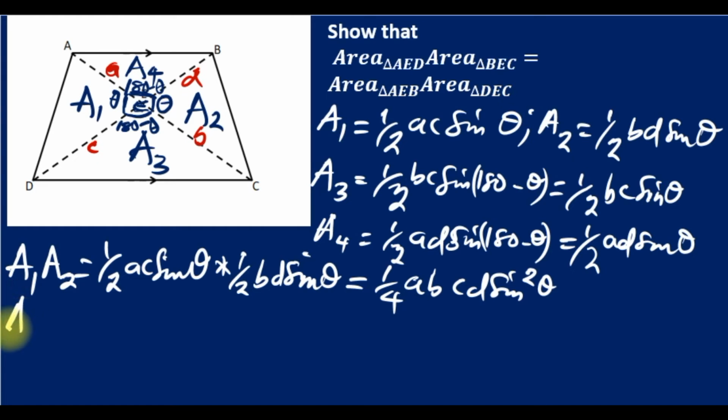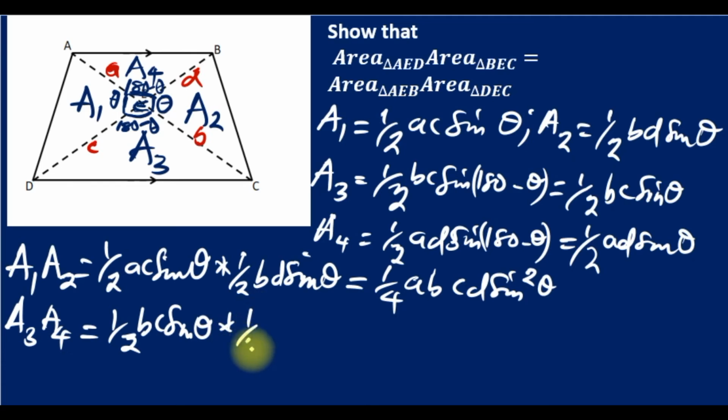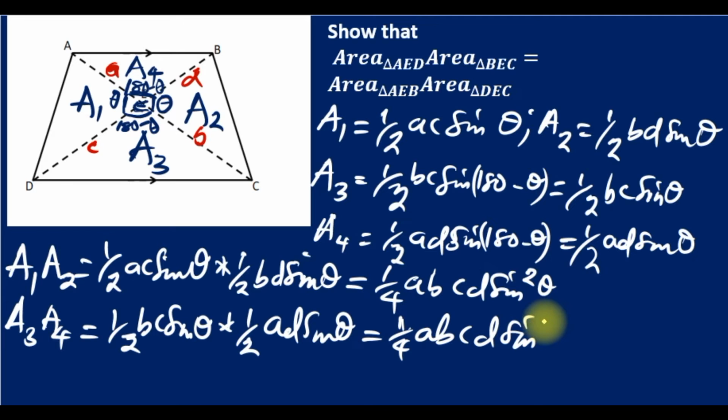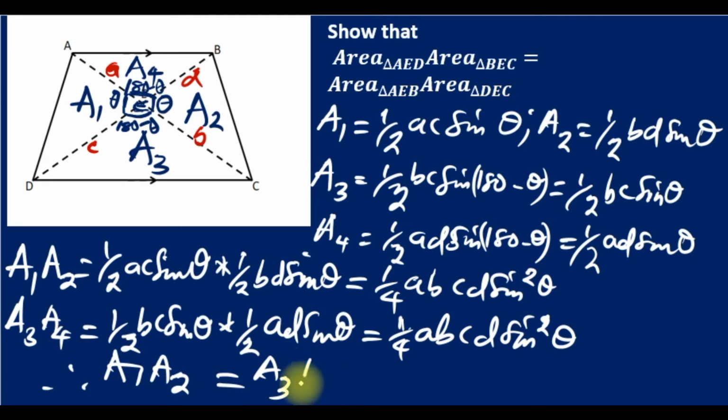So again, let's do A3 times A4. We have half BC sine theta times half AD sine theta. Again, we have 1 over 4 ABCD sine square theta. So as you can see, the two have the same results. From here you can see that A1 times A2 is equal to A3 times A4.